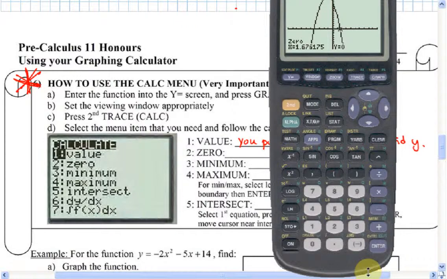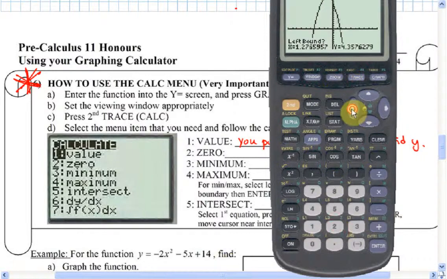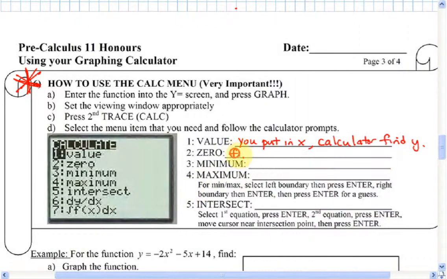Now let me show you one more time with the other one, and I'll let you guys practice. Second trace. Choose number 2. Scroll to the left of the 0. Because I want to find the other one, I've got to move my cursor all the way to the left. Press enter. Then move to the right. Press enter. Press enter one more time. It finds the value for you. So the 0 feature finds the x-intercept for you.